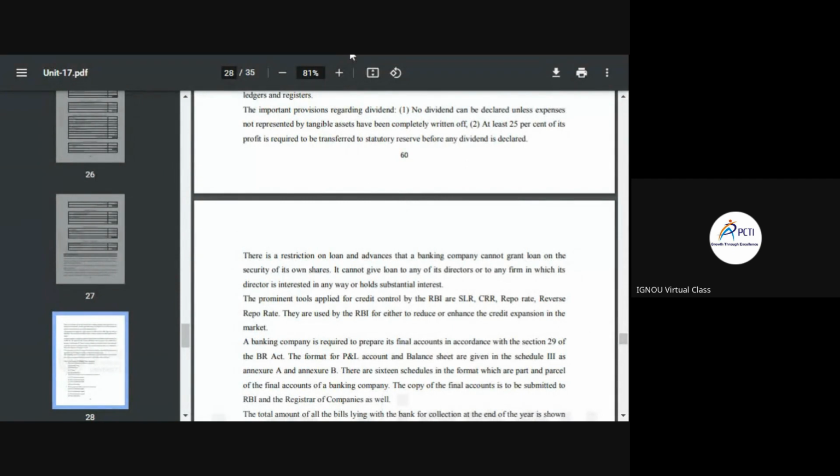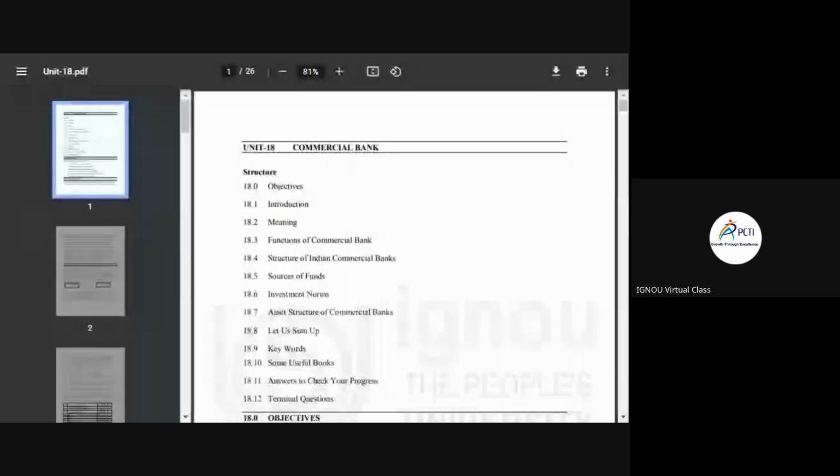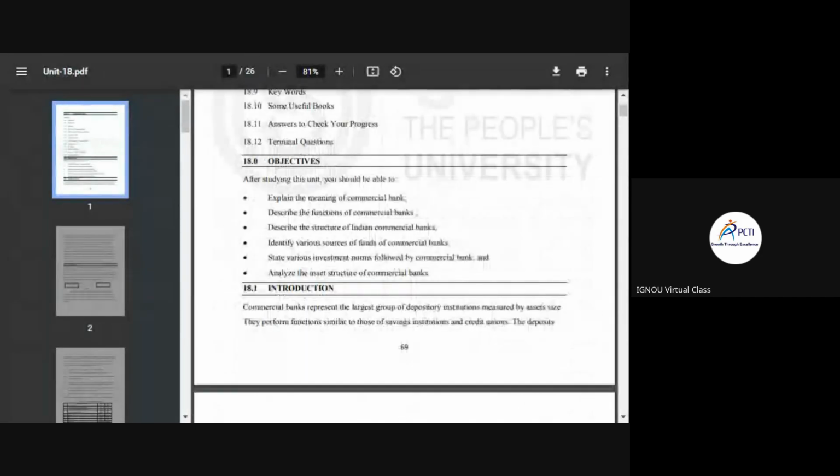So now we will discuss our next unit. That will be our 18th unit. And the name of this particular unit is commercial bank. So in this particular unit, we need to know the meaning of commercial bank and the functions of commercial bank.